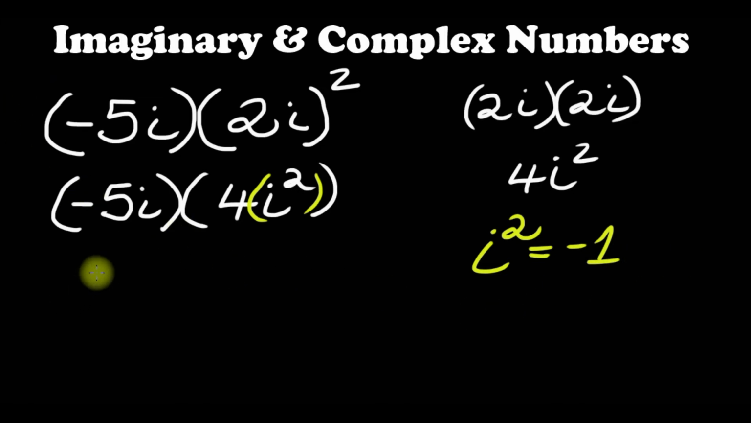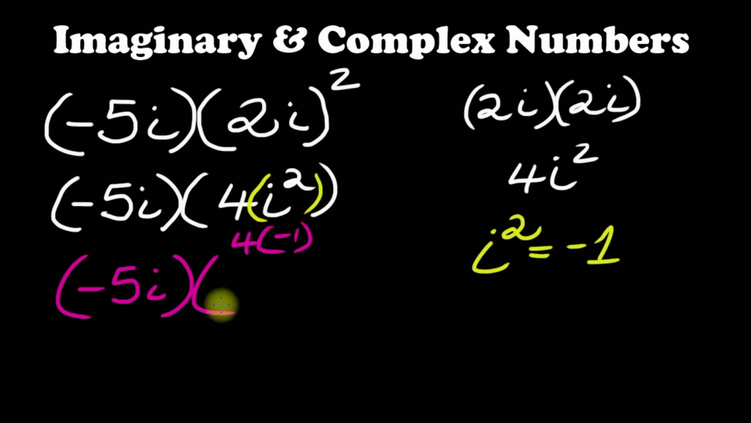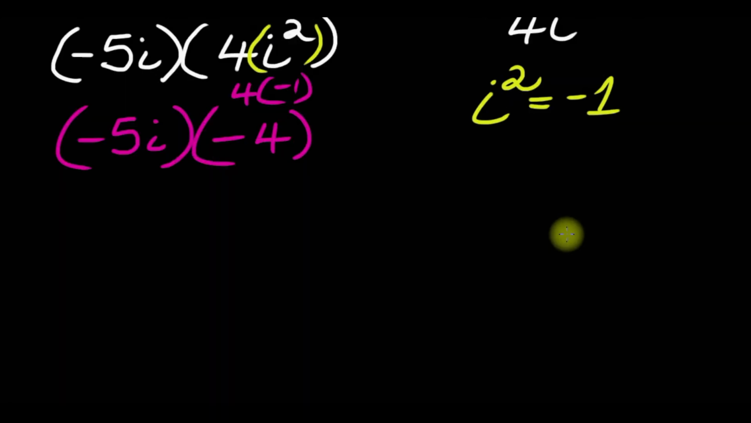So here we have -5i times, and here it's going to be 4 times -1, so that's going to give you -4. And then when you multiply the two numbers, you are going to end up with positive 20i. So the whole thing is going to be positive 20i.